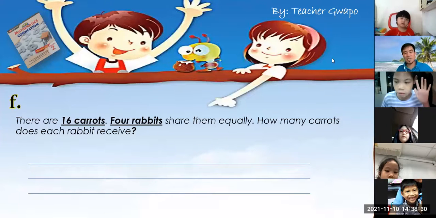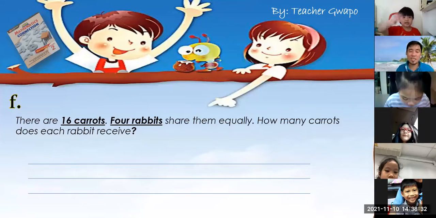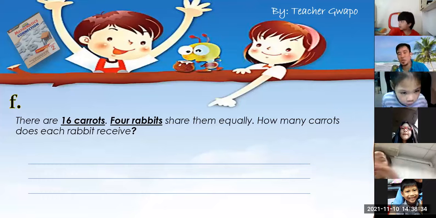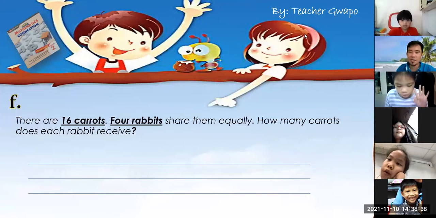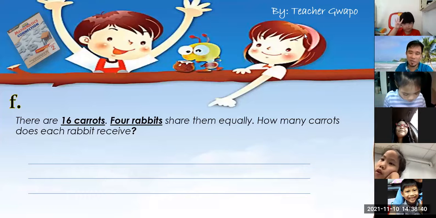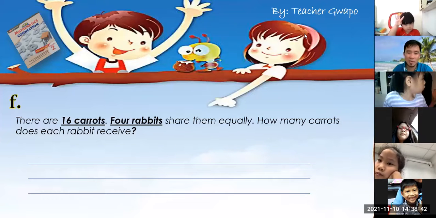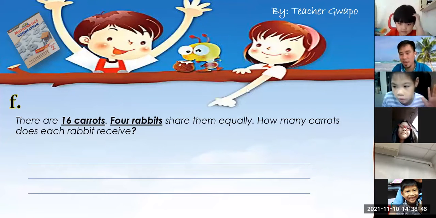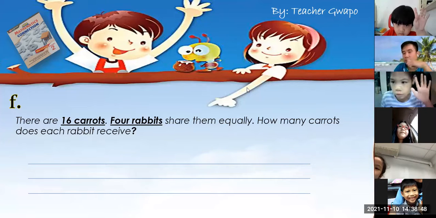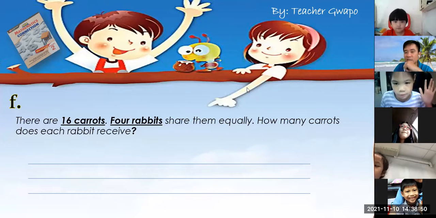There are 16 carrots, okay? There are 16 carrots and 4 rabbits share them equally. Now the question here is, how many carrots does each rabbit receive? One rabbit, how many carrots? So we will divide here. Okay, Lokchub and Nawa, go. How about Baikal? Tell us your answer.